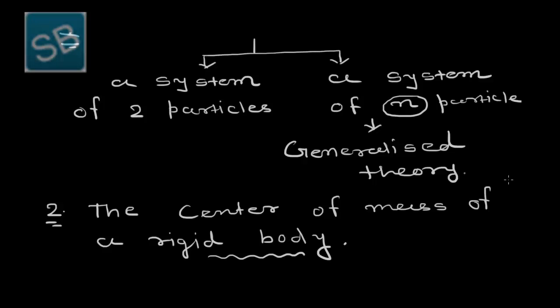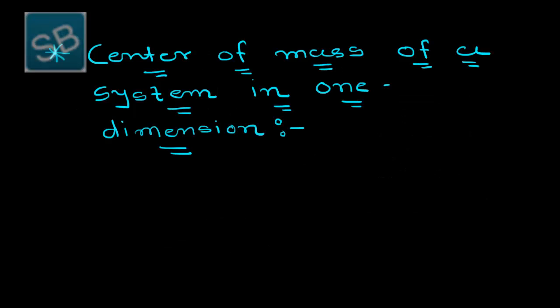Now, using this theory, we will study the kinetic theory of a system of particles, and in that we will obtain the conservation law of linear momentum only. But first of all, let me discuss the center of mass of a system. This is article number 1.2 of your chapter number 1, center of mass of a system in one dimension. We will start this theory by considering this figure which I am going to draw below.